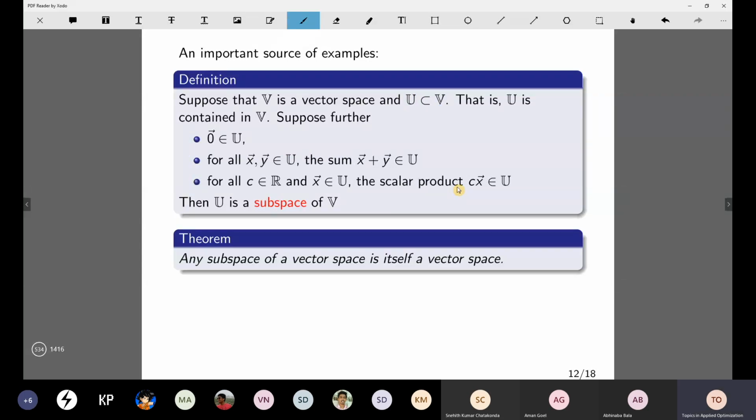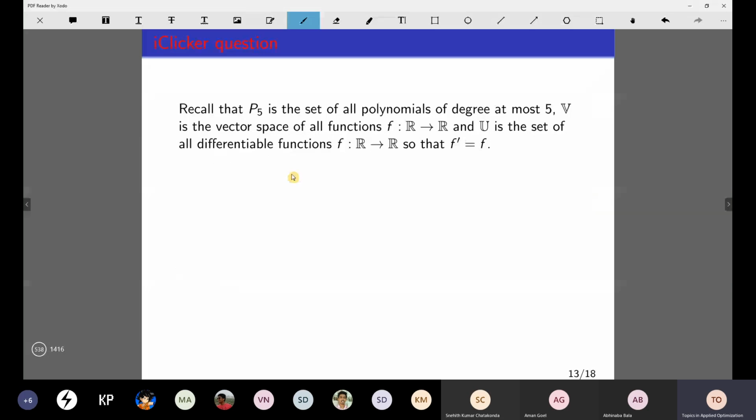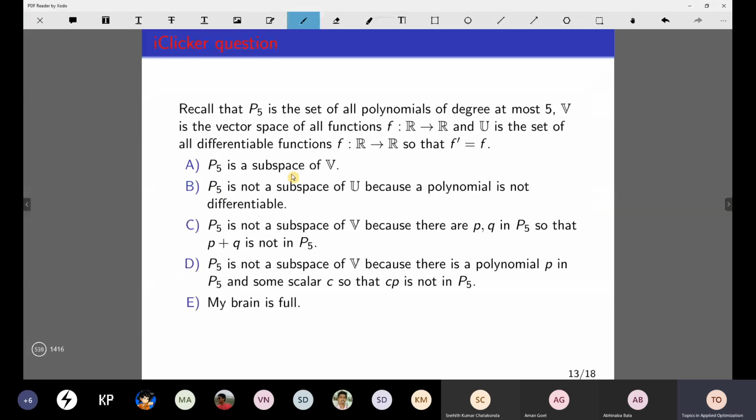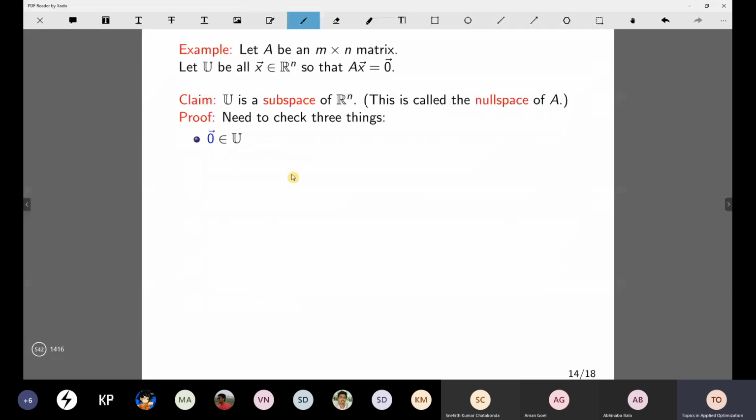Any subspace of a vector space is a vector space in itself, obviously, because the way it is defined as a standalone, it's a vector space. Okay, so here there is another question. I leave it up to you. These are some important subspaces that we are interested in.